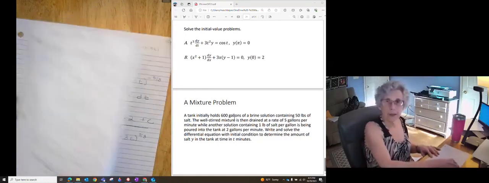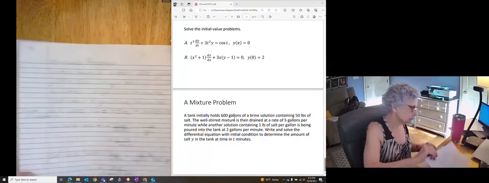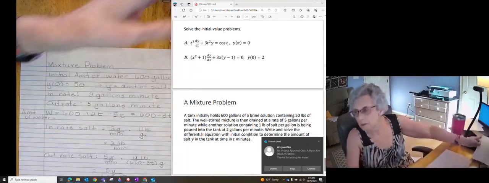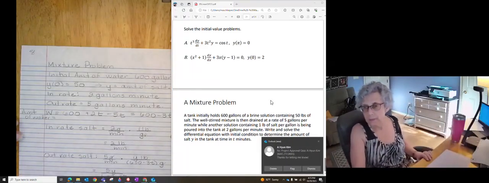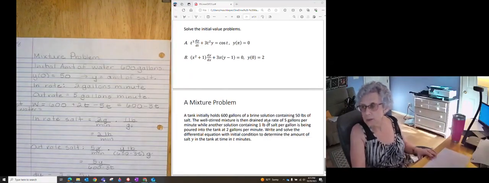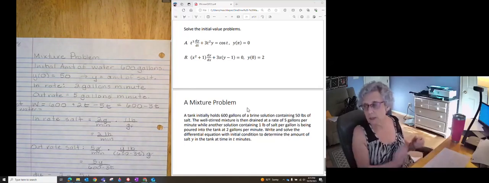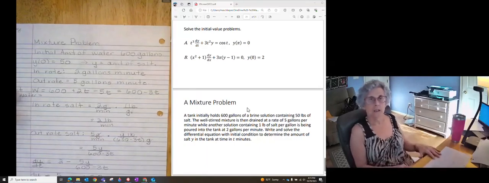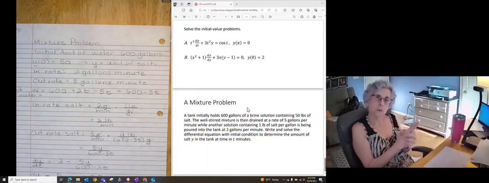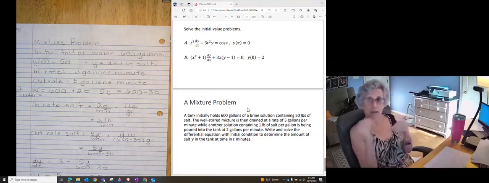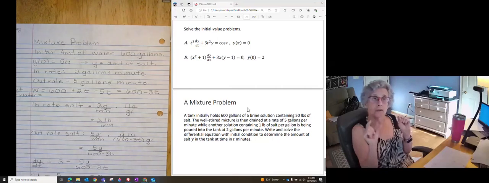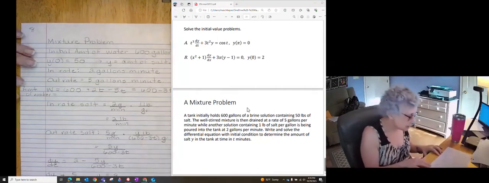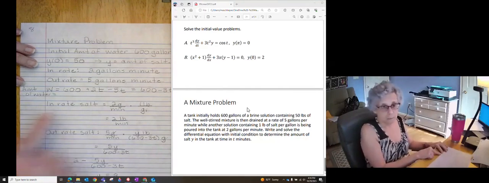Now we can handle that mixture problem. So, a tank initially holds 600 gallons of a brine solution that contains 50 pounds of salt. Now, the difference between this one and where the in and out rates are the same is that the amount of water is going to change. So you're going to need a little function to represent the amount of water.